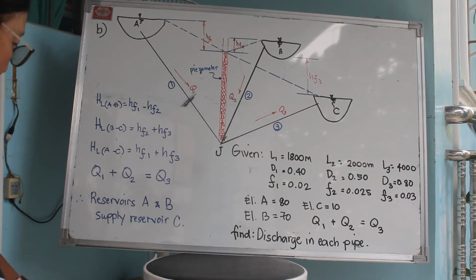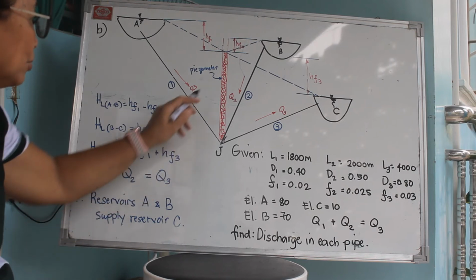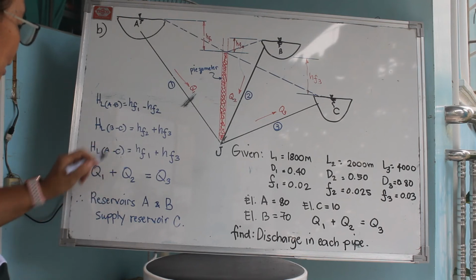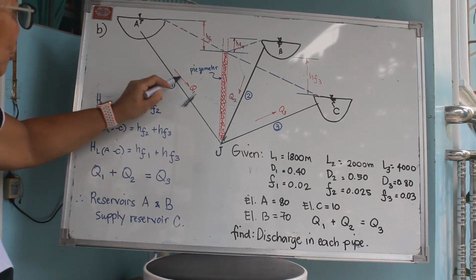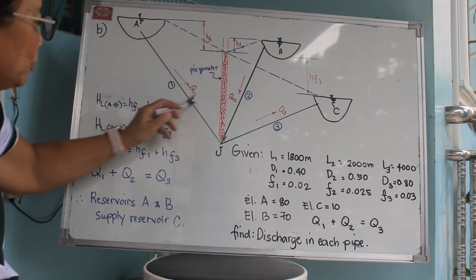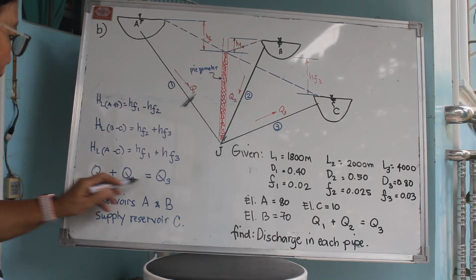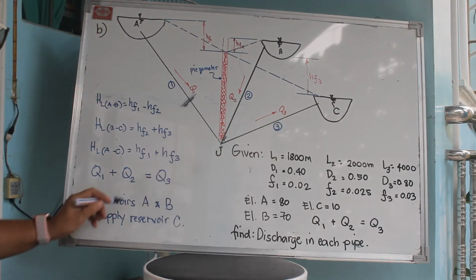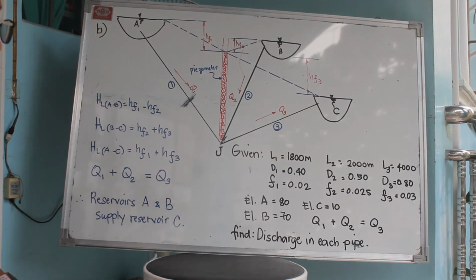So with these situations, with the drawing of our energy gradients, makikita natin na yung flow na nanggagaling sa pipe 1, okay, at na nanggagaling sa pipe 2, ay magko-combine para mag-supply sa pipe 3 papunta sa reservoir C. So that is one equation. And then the head losses can be determined.